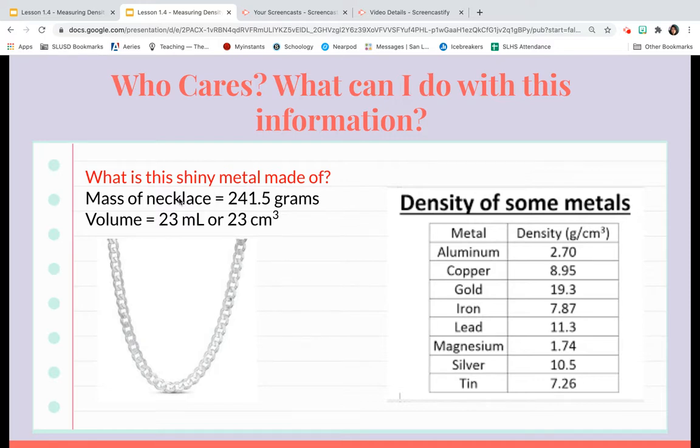So for example, if I asked you, what is this shiny metal made out of, right? What is its density? Because density doesn't change depending on the size, you can figure out the density of this and then match it with what this is. So go ahead and take a moment and pause. And knowing that the mass of the necklace is this much and the volume of the necklace is this much, what is this object probably made out of?